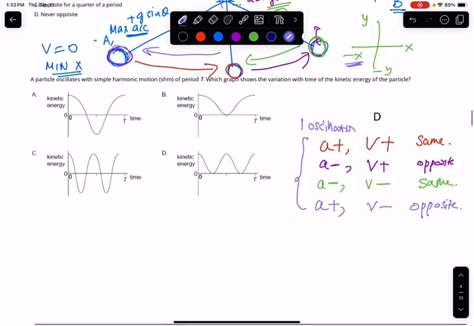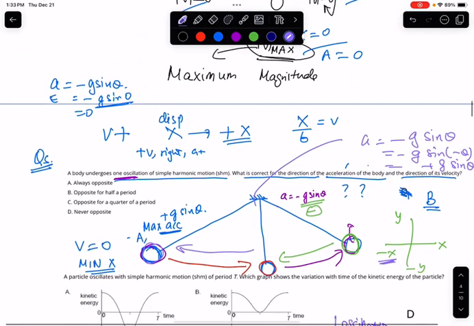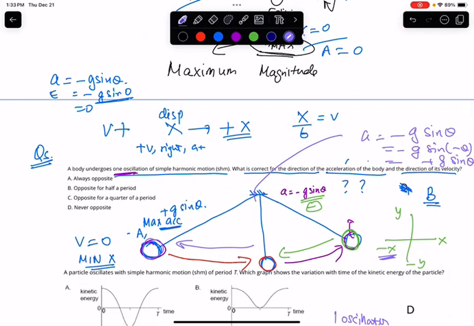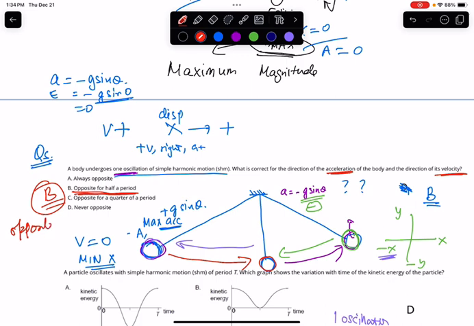And so we can see that in one oscillation, 2 times they're in the same direction, and 2 times they're in the opposite direction. So the acceleration and the velocity are opposite for half a period. Okay, so the answer will be B. Opposite for half a period.